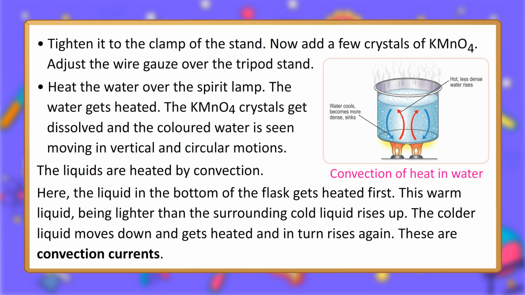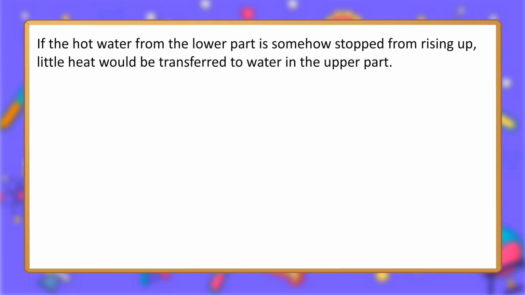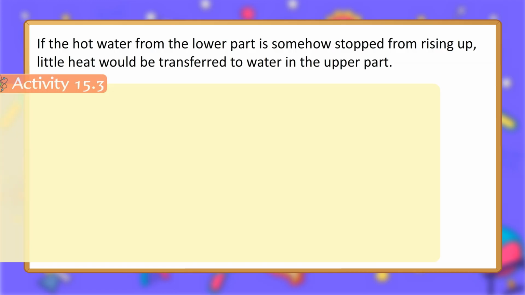Here, the liquid in the bottom of the flask gets heated first. This warm liquid, being lighter than the surrounding cold liquid, rises up. The colder liquid moves down and gets heated and in turn rises again. These are convection currents. Convection of heat in water. If the hot water from the lower part is somehow stopped from rising up, little heat would be transferred to water in the upper part.